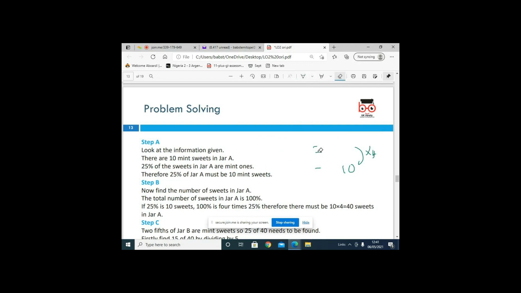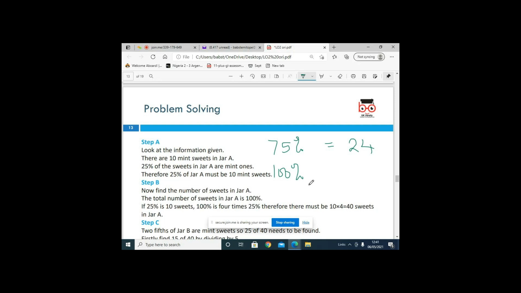Another one, let me give you another one in case. If they tell you that 75% is equal to 24, what is going to be 100%? 75 multiplied by, it's going to be 3, 24 multiplied by 3.